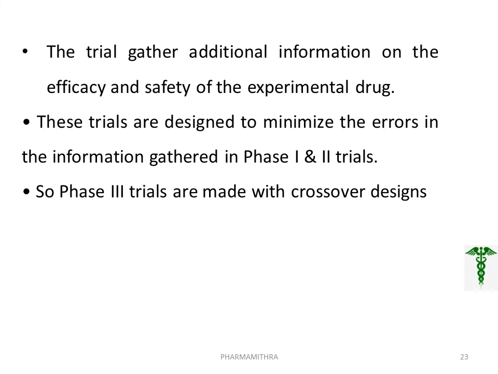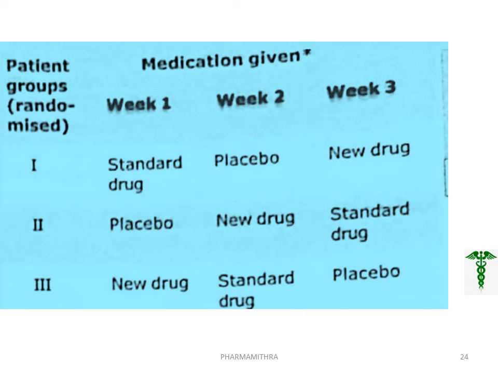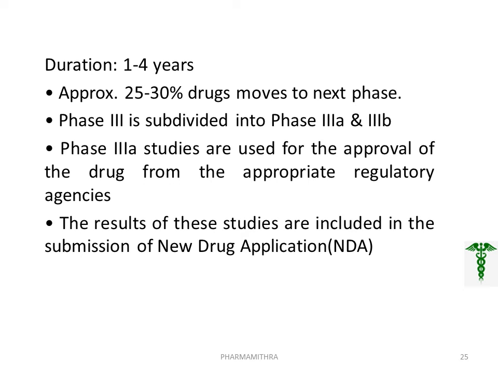Phase 3 trials can use a crossover design. So this is the crossover design. We are categorizing the patients into randomized groups, and we are changing the order of the medication. For example, if we give the standard in week 1, we then switch the order and the medication. Phase 3 is carried out for 1 to 4 years. Out of this, 25 to 30 percent will move to the next phase.